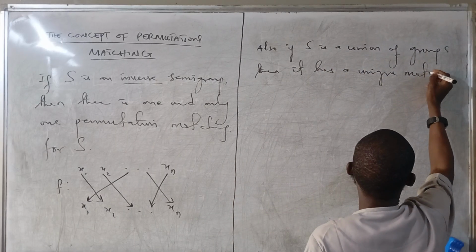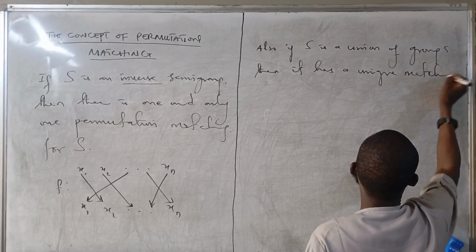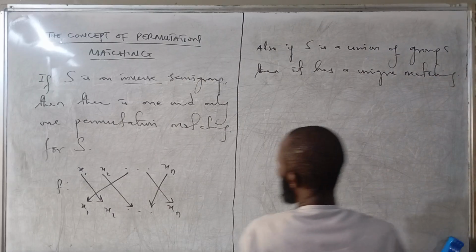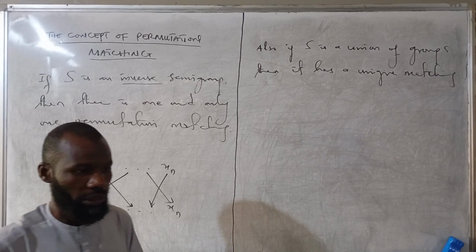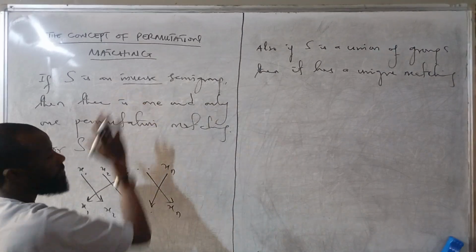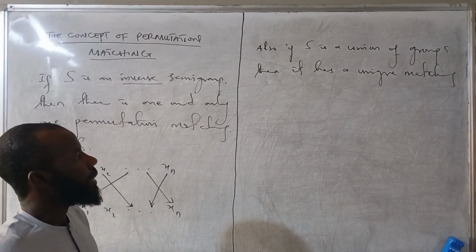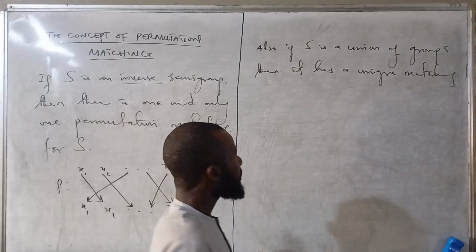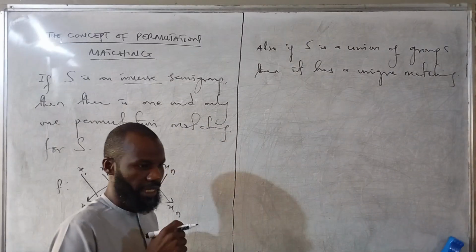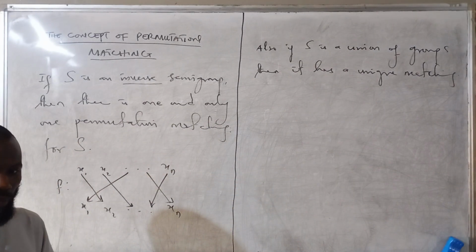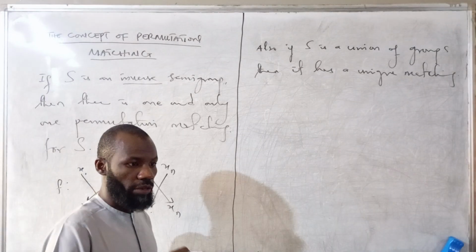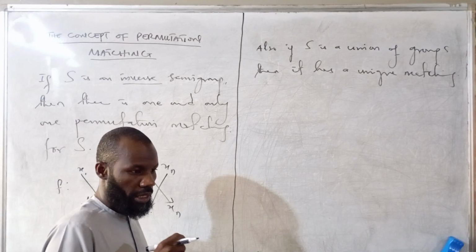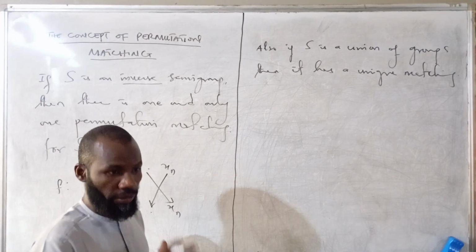A unique permutation matching, like the way it happened with inverse semigroups. But now we define the concept of a rectangular band. A rectangular band is a semigroup in which every element is an inverse of every other element.